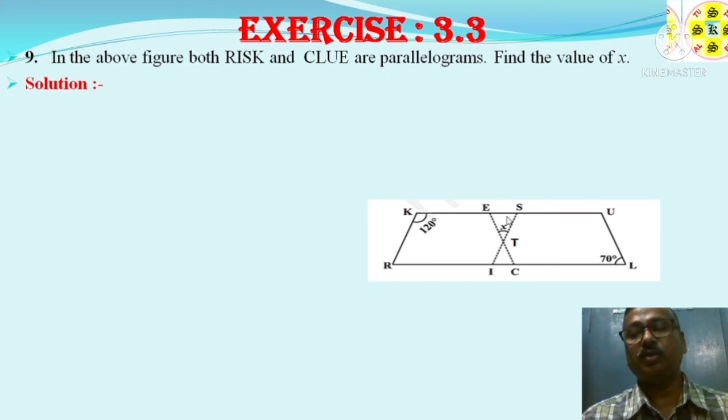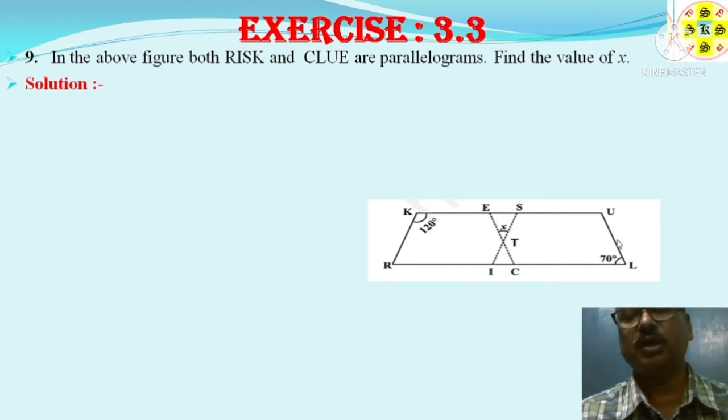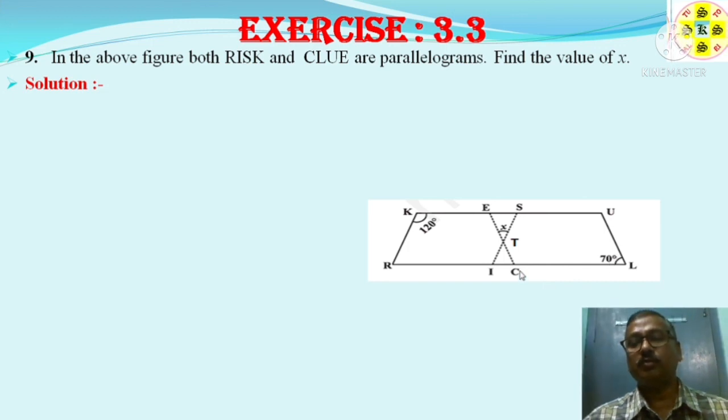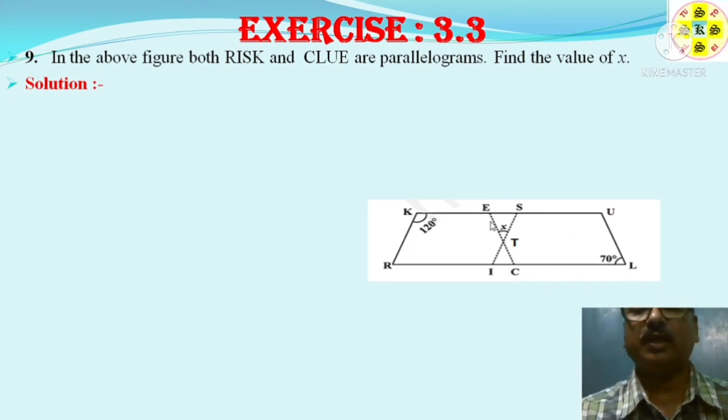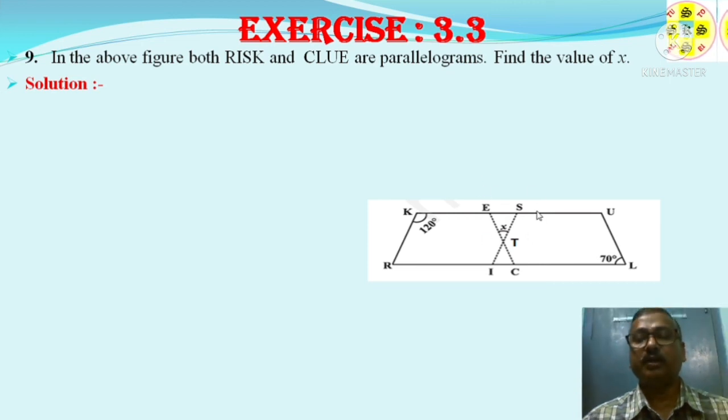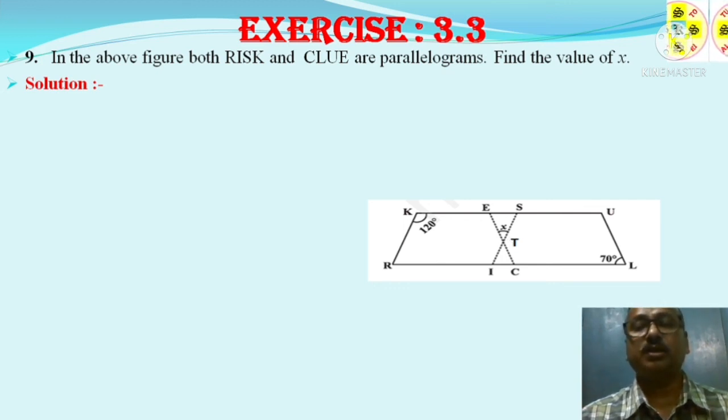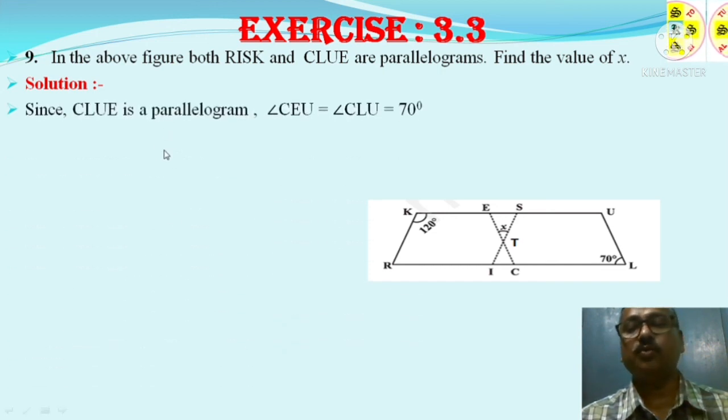If this is given 120 degree, we can find S, which is supplementary: 120 plus S equal to 180. In the same way, in the CLUE parallelogram also, we can find the angle E. We can find all angles, but we will not find all. Which one is required? Here we have to find X. To find X, if we find angle E plus angle S, then SET will be a triangle. In a triangle, if two angles are known, the third angle we can find using the angle sum property, that is, the sum of the interior angles of a triangle is 180 degree.